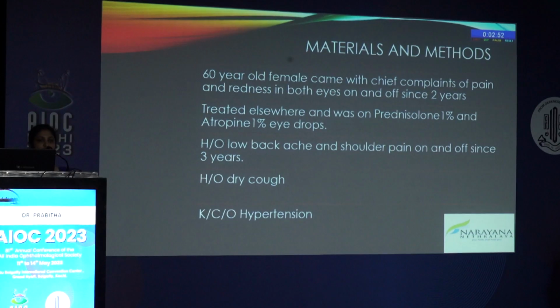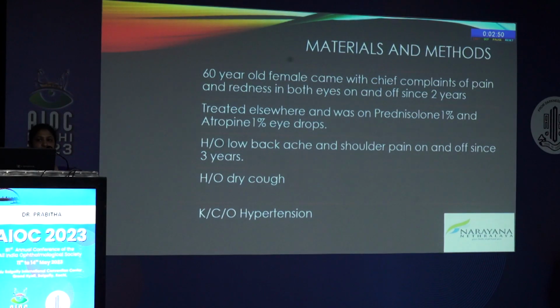So, a 60-year-old lady presented to us with chief complaints of pain and redness of both eyes on and off since 2 years. She was treated elsewhere and was on prednisolone 1% and atropine 1% eye drops. She had a history of low backache and shoulder pain on and off since 3 years. She had a history of dry cough since 6 months, and she was a known case of hypertension.